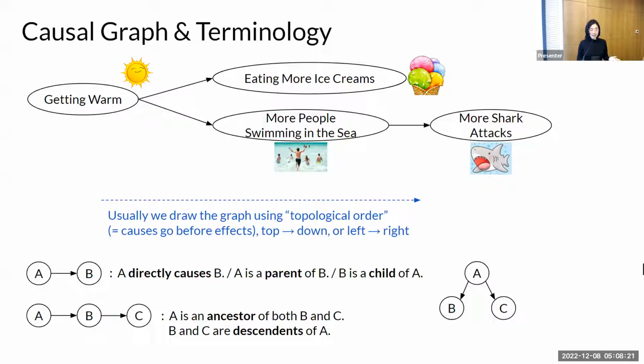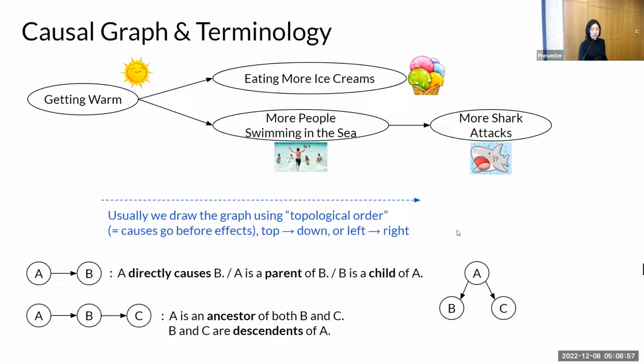Again, this example starts from getting warm. Its direct impacts are two. First, eating more ice creams. Second, more people swimming in the sea. And then swimming in the sea further leads to more shark attacks. The first thing we'll see here is that when we draw the graph, we keep the direction. The topological order when drawing causal graphs means that causes always go before the effects. It could be from left to right, or from top to down. This is a practice when drawing a causal graph.